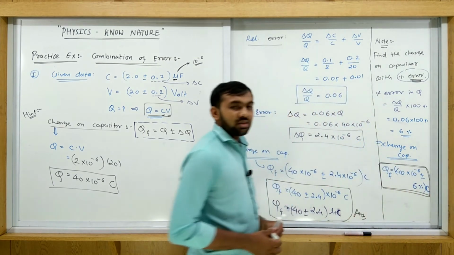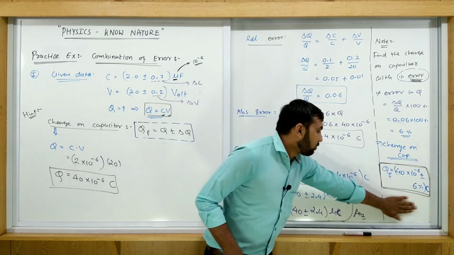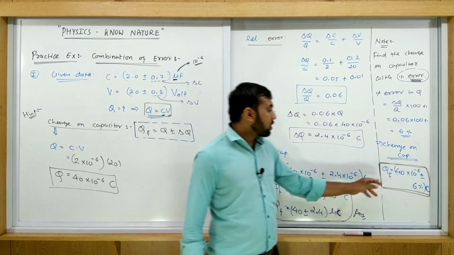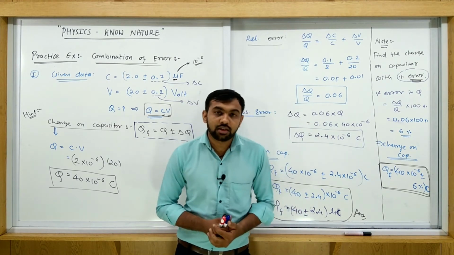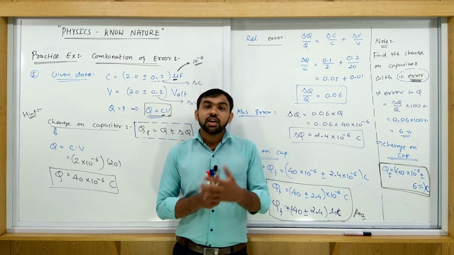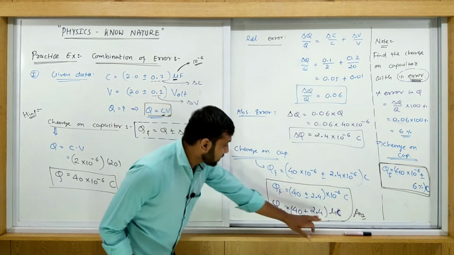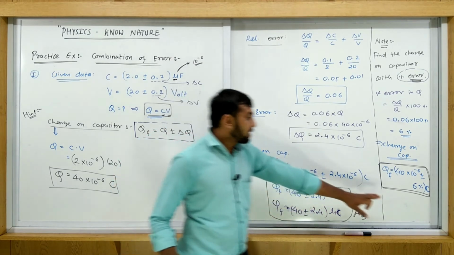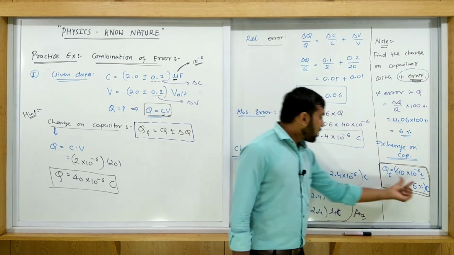All of you must be noting this, because we are solving this example only for this purpose. We understand from this example how to write the final answer of the measurement of any physical quantity with percentage. You just write this answer with absolute error here. Here we write the same answer with percentage error. Do you understand? What is the meaning of this?